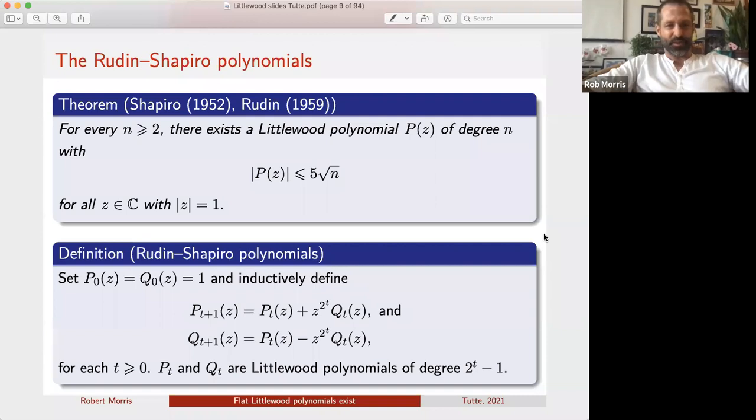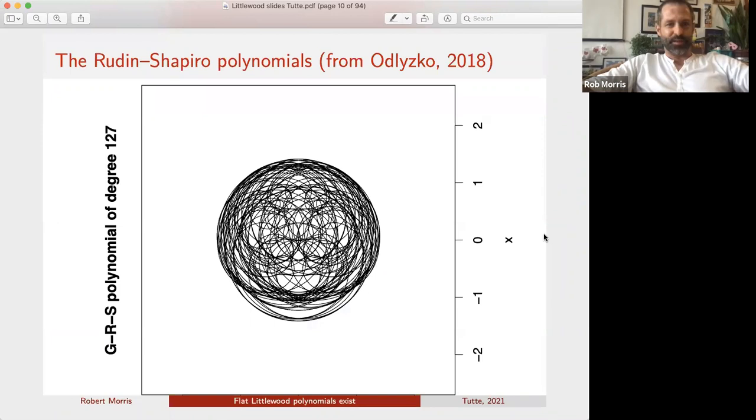Okay, so there we have some construction for the upper bound. And here's a picture of these polynomials, again taken from Lidzko's survey. As you can see, they're tucked in very nicely on the outside, but they don't do very well at all on the inside. So this is not a good candidate for the lower bound.